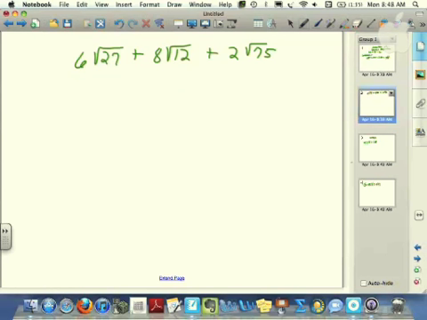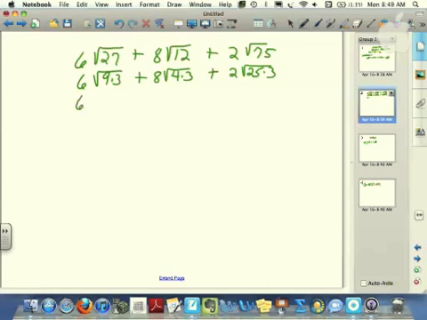Let's take a look at this one where it may not be quite so apparent. All of the radicals are different, but we know that we can simplify these radicals. 27 is the product of 9 times 3. 12 is the product of 4 times 3. And 75 is the product of 25 times 3.